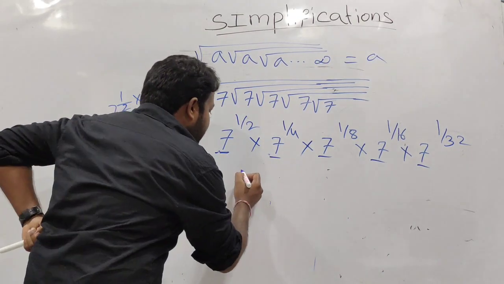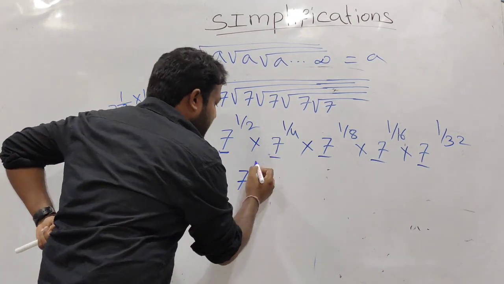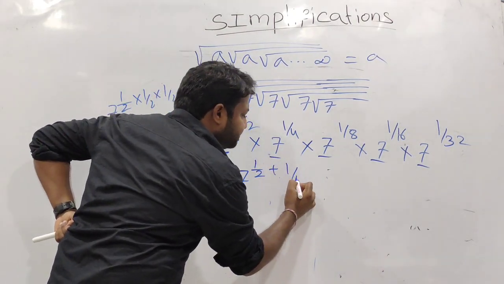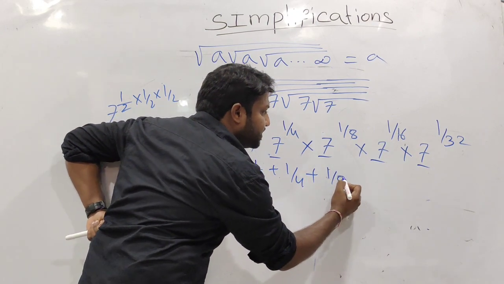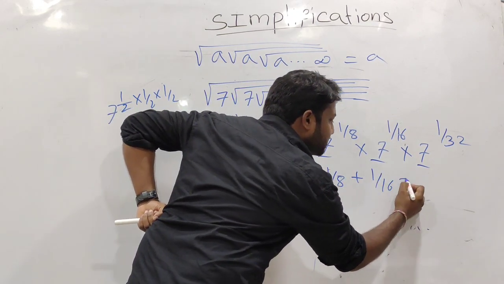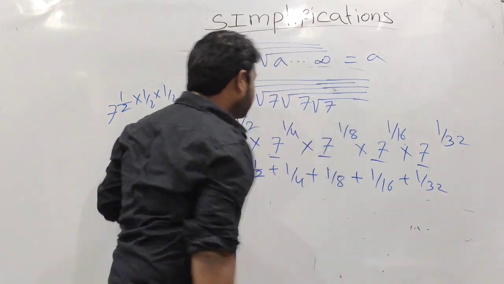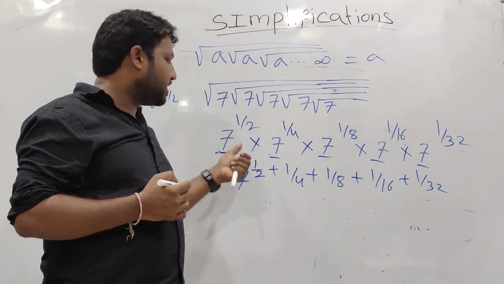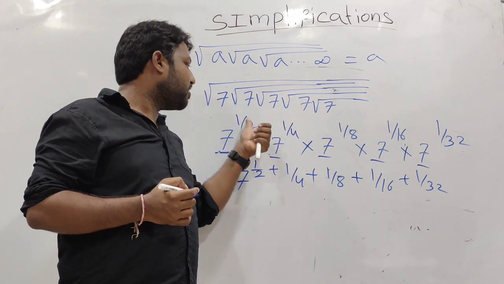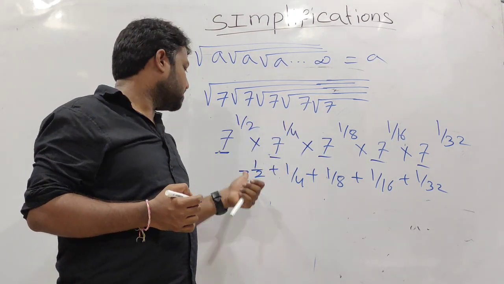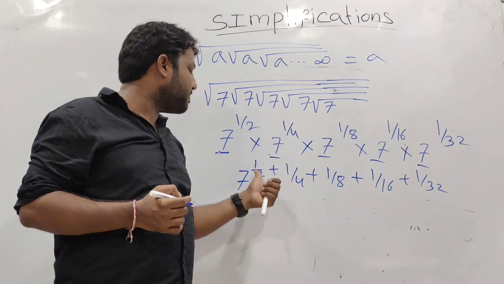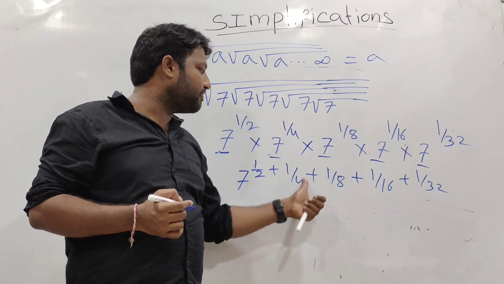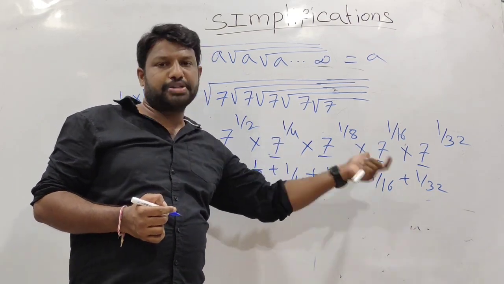So I will write this term as 7 power 1 by 2 plus 1 by 4 plus 1 by 8 plus 1 by 16 plus 1 by 32. What I have written here: the bases are same, so directly I am adding the powers. A power m into a power n is nothing but a power m plus n.